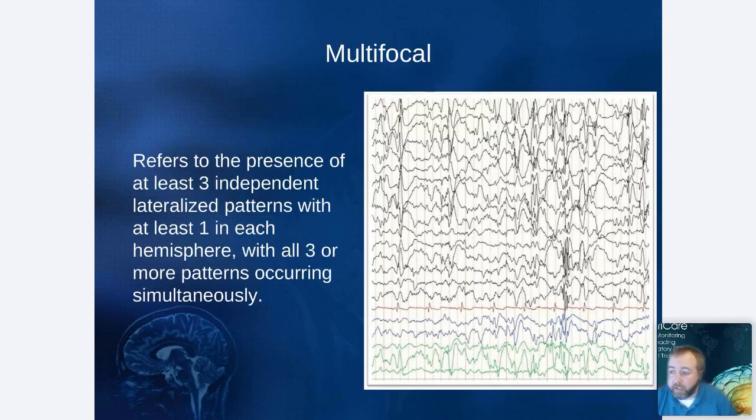And then lastly is multifocal. This refers to at least three independent lateralized patterns, with at least one in each hemisphere, and all three or more occurring simultaneously. These are the patients that you log on to and it's a mess, and you know it's going to be a pain of an EEG to watch.